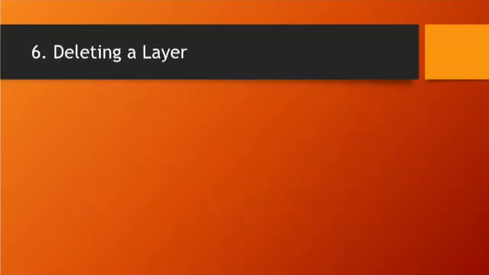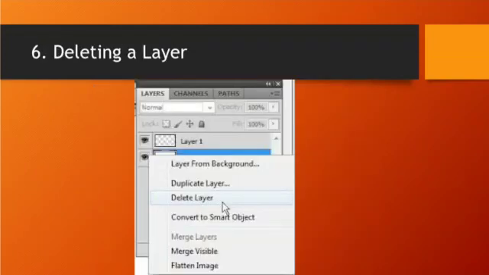Then we can go for deleting a layer. This is the last task of working with layers. Sometimes the data contained in a layer is not required, so we can delete that layer easily. We can delete a layer by using two methods. In the first method, the procedure is: open the image and click on the layer we want to delete in the layers palette. Then click on the layer menu and click on the delete and layer option.